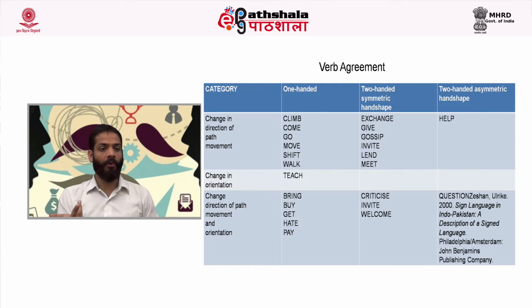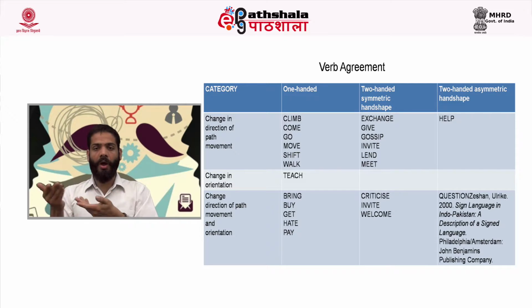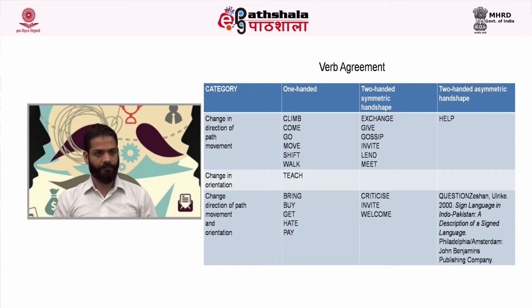The third category is change in direction. So one-handed signs would be bring or buy. Two-handed symmetric handshape would be criticize or invite. And two-handed asymmetric handshape would be question. The next category is path movement and orientation. So one-handed signs are get or pay. Two-handed symmetric handshapes would be welcome.